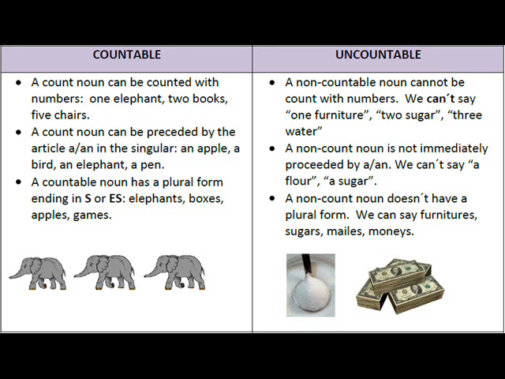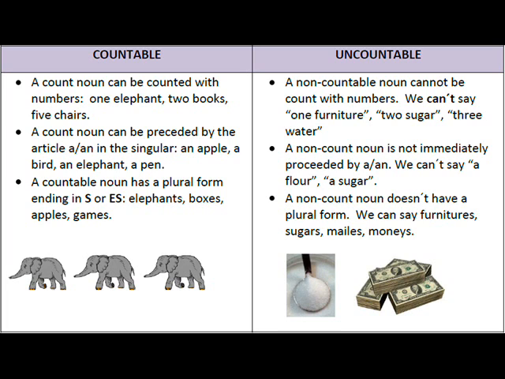A count noun can be preceded by the article a, an in the singular: an apple, a bird, an elephant, a pen. A countable noun has a plural form ending in s or es: elephants, boxes, apples, games.